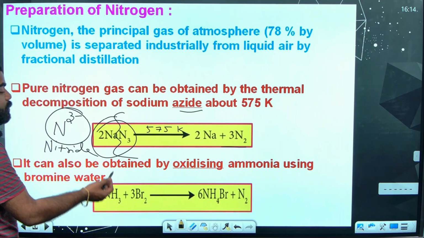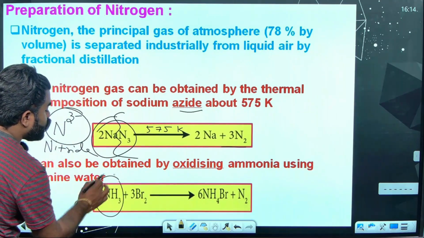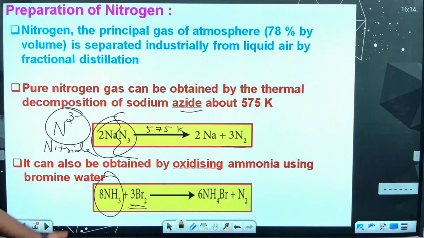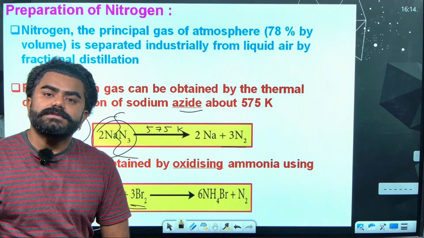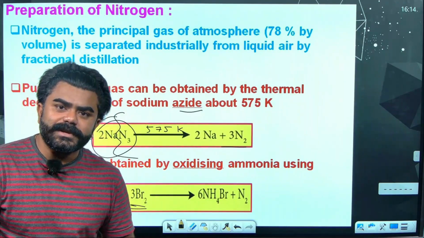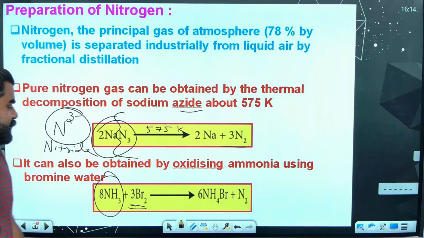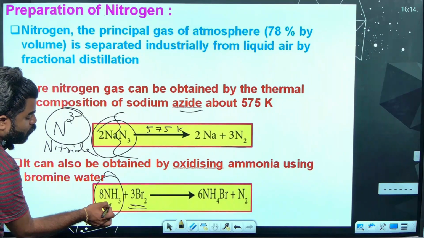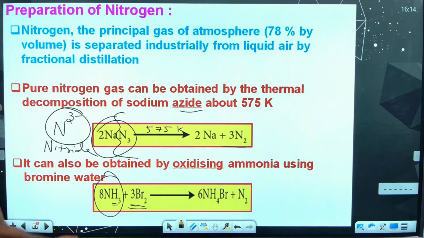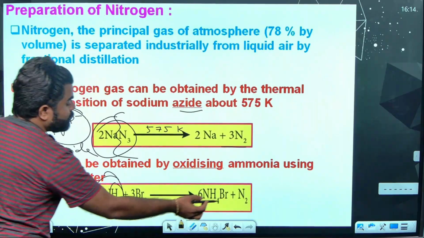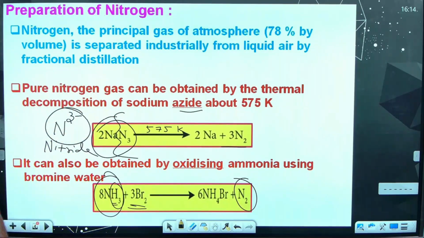Then it can also be obtained by oxidizing ammonia with bromine water. So you know that bromine water is an oxidizing agent. So அதை எடுத்து அமோனியாவோட ட்ரீட் பண்ணும்போது ammonia is oxidized. Oxidizedனா என்ன? removal of hydrogen is oxidation இல்லையா? ஸோ இந்த ஹைட்ரஜனை ரிமூவ் பண்ணி நைட்ரஜன் நம்மளுக்கு கிடைக்குது. So this is one method of preparing nitrogen.